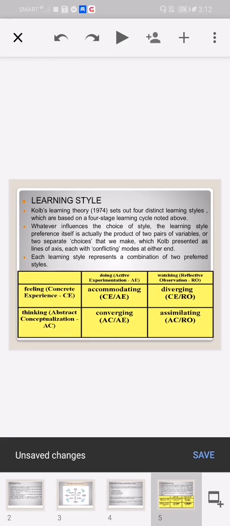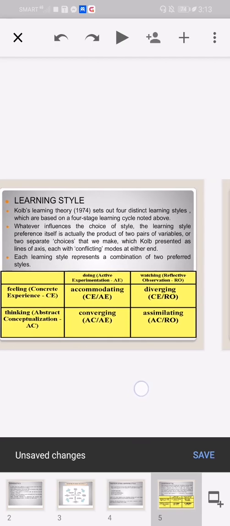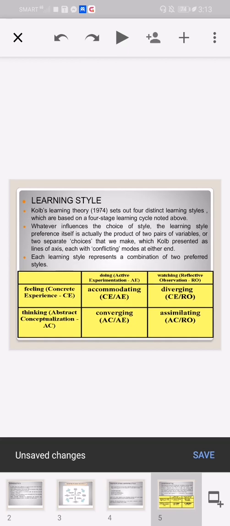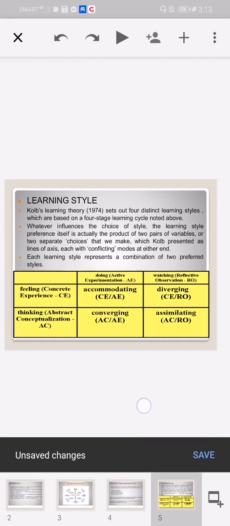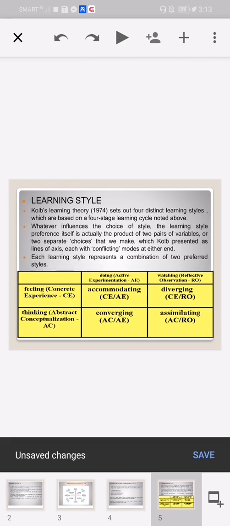Third is assimilating. It is a combination of both thinking and watching. The preference is for a concise, logical approach. Ideas and concepts are more important than people. These people require good, clear explanation rather than practical opportunity. They excel at understanding wide-ranging information and organizing it in a clear, logical format.